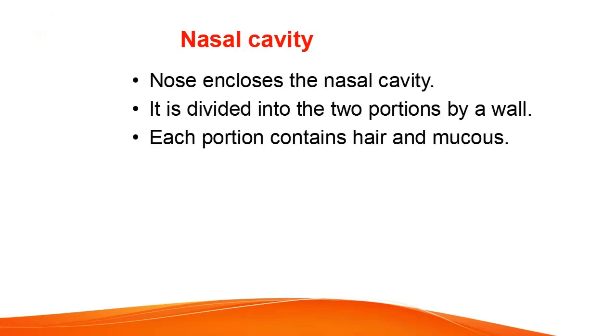So, air enters into the nasal cavity. If we see the external structure of our nose, we see that there are two openings which are called nostrils, through which air enters into the nasal cavity. The nose encloses the nasal cavity, and this nasal cavity is divided into two portions by a wall. Each portion contains hair and mucus.